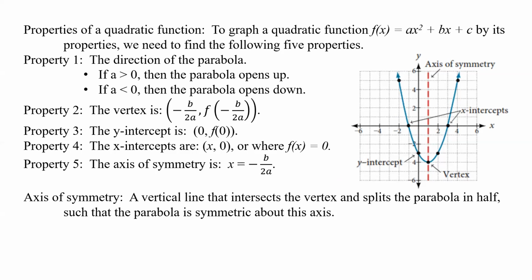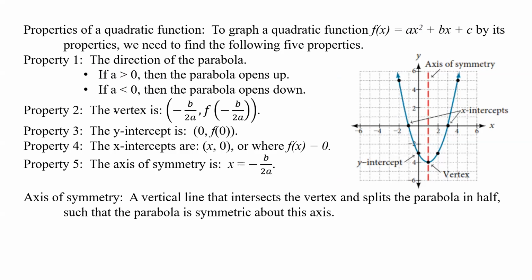Property 1 is the direction of the parabola. Is it facing up or facing down? If a is greater than 0, then the parabola opens up. That's what it looks like when a is greater than 0. Again, remember, a is what's on the x squared. If a is less than 0, then it opens down, so it comes down and goes in a different direction.